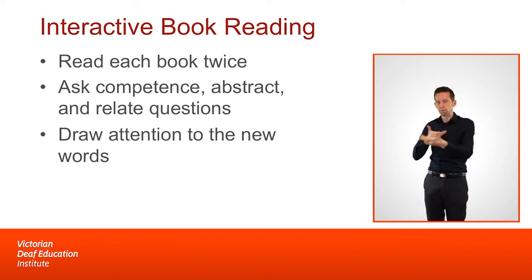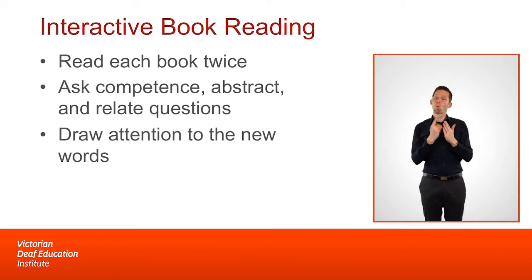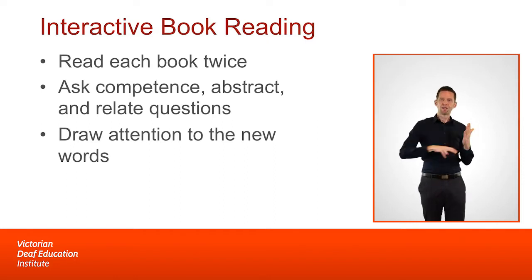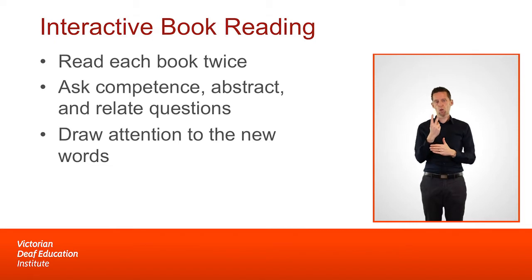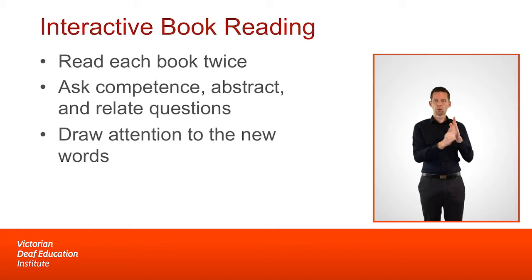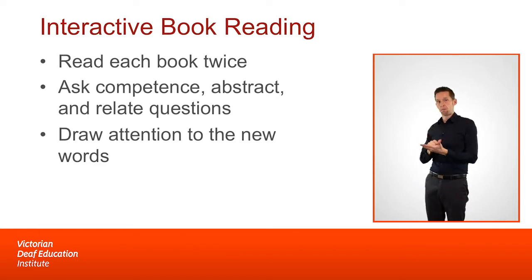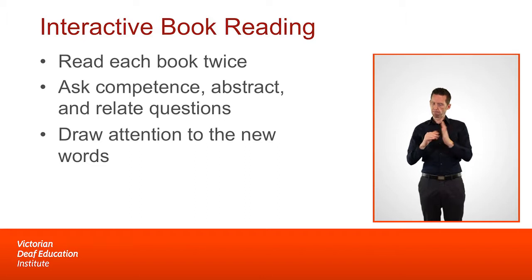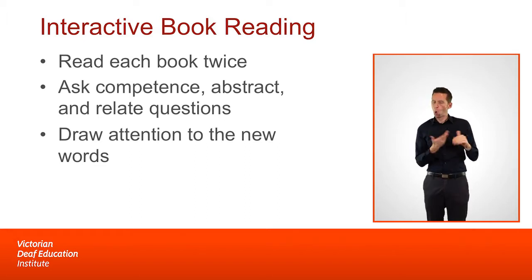Then we move into interactive book reading, and we have some principles for that. We read each book twice, not immediately one after the other, but over the week period that we're teaching, we have 2 sessions for book readings. We develop competence, abstract, and relate questions for each book, 6 questions for each book, 2 competence, 2 abstract, and 2 relate. And while we're reading, we ask the questions where it's appropriate in the book, and we also draw attention to the new words as they appear in the book.